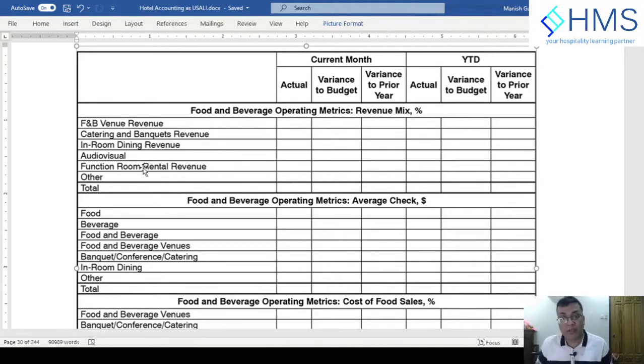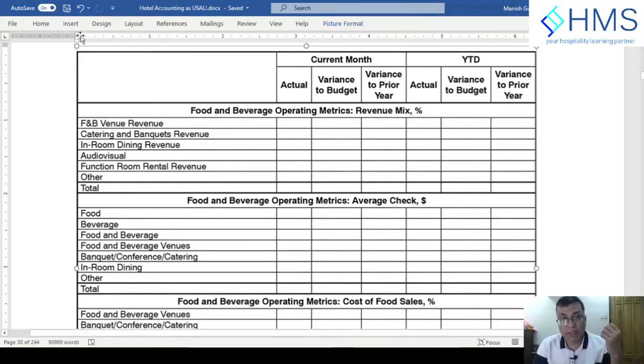So average check is only calculated when you are charging per dish or per person to the guest, which is usually only the food and beverage or tobacco or any other item which is being charged to the guest on a per person or a per recipe basis.